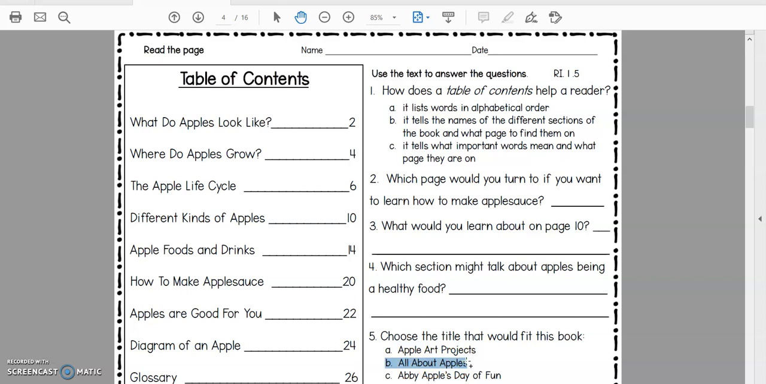All right, that was a quick review of our nonfiction text features. Remember, they're important because they help us understand the text that we're reading, and we need to use them whenever we have a nonfiction textbook.